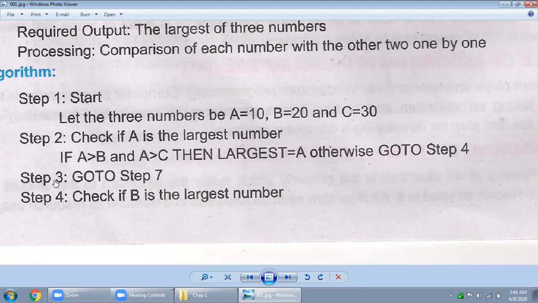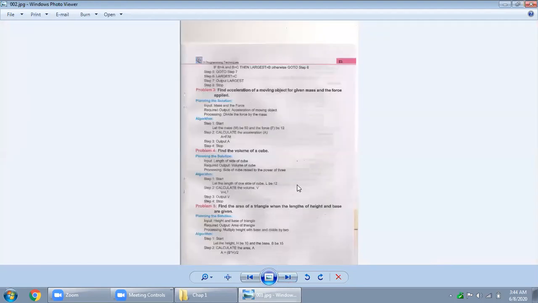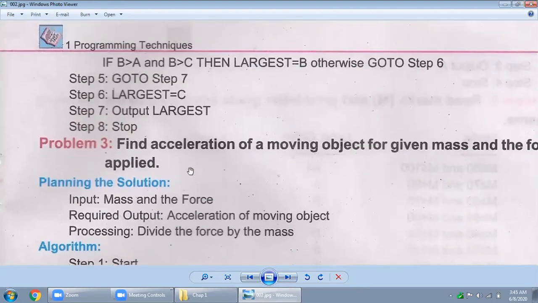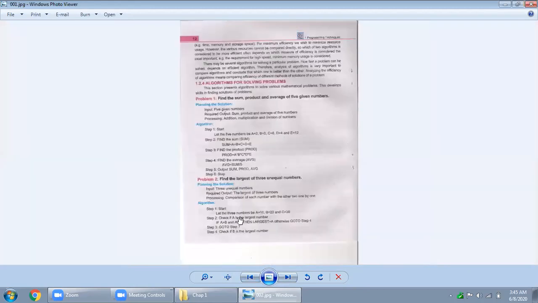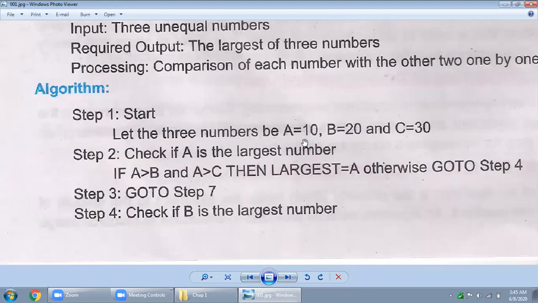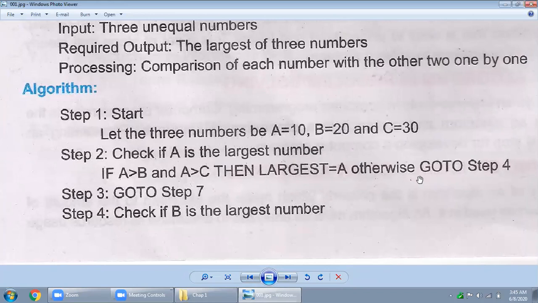Then go to step 7 will come. I will show you in the next page what step 7 is. Watch over here. Step 7 is output largest. If A is the largest, then it follows step 7. In this case, A is not greater. Then what happened? Go to step 4.